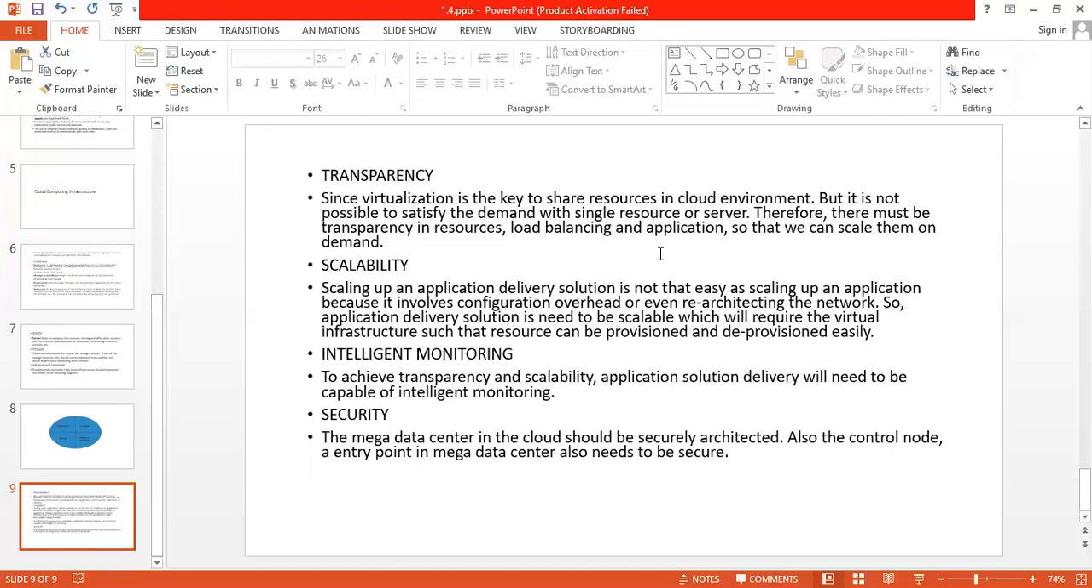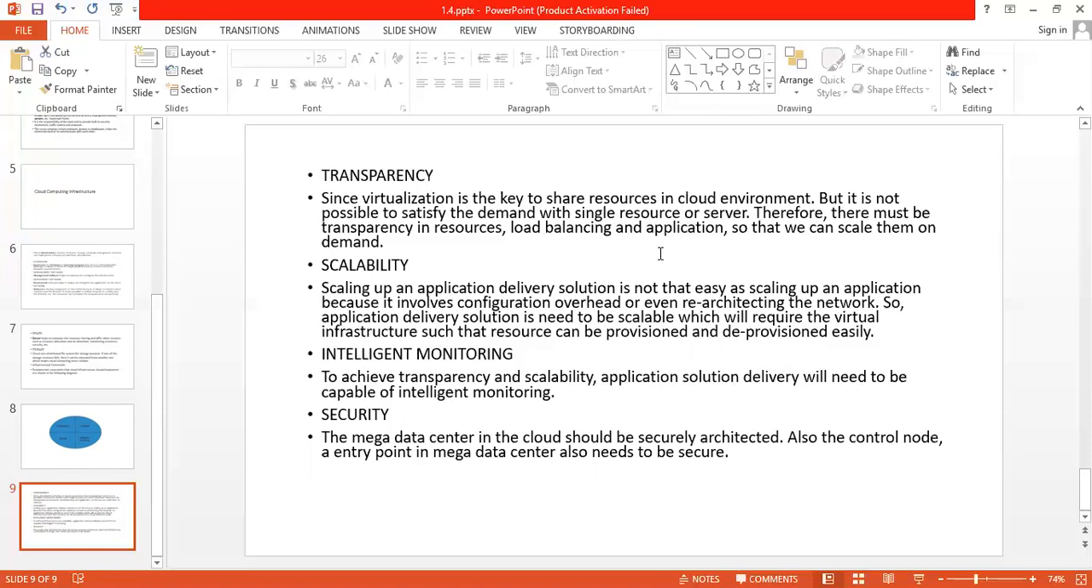Next is scalability. Scaling of an application delivery solution is not as easy as scaling up an application because it involves configuration overhead, and even re-architecting the network. So the application delivery solution needs to be scalable, which requires the virtual infrastructure such that resources can be provisioned and deprovisioned easily. If you are considering four machines on a single machine, then it is adjustable, and if you are considering two machines on a machine, then also it should be adjustable. Whatever number of resources are getting added, the cloud infrastructure should be adjustable to it.